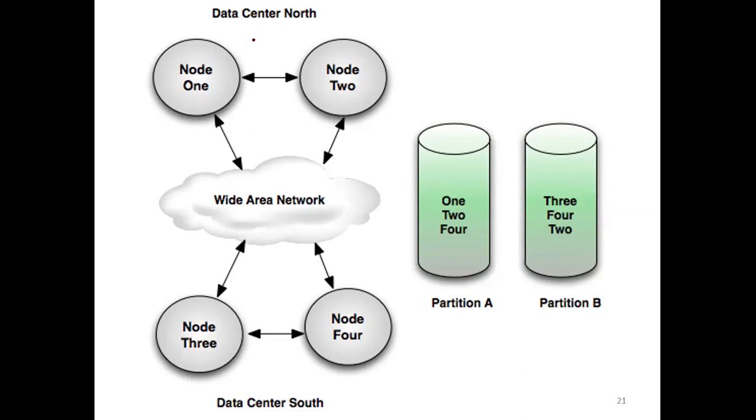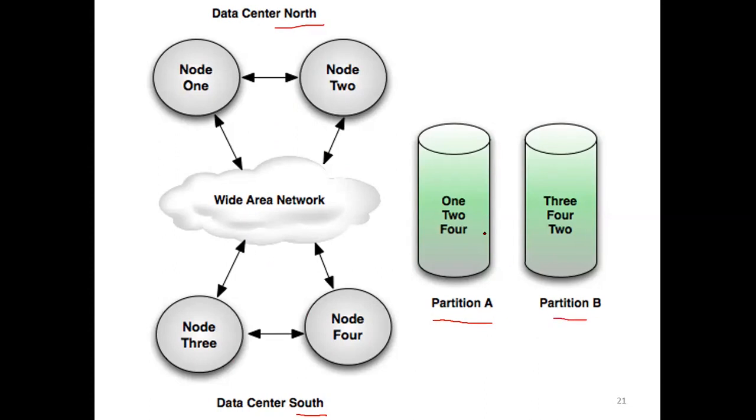Now, this example shows how the different data centers are made redundant. This is the north zone, where we are putting node 1 and node 2. And here in the south zone, we are putting node 3 and node 4. Through the WAN, we are accessing them. Now, what we are doing is making this redundancy as partition A and partition B.